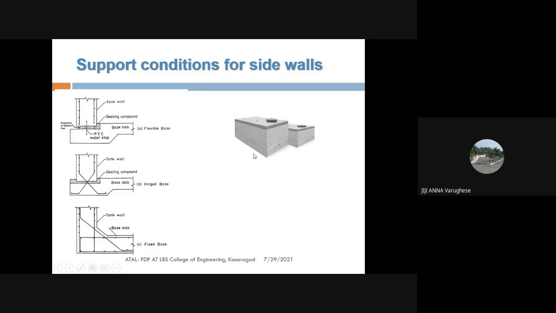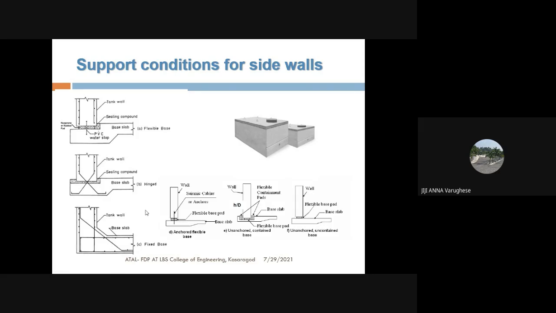Coming to the bottom support condition, the detail is shown in the left side of this slide. If we are doing a monolithic construction between the sidewall and the base slab with haunch bars provided, we can assume that it is having a fixed base condition. The wall has a fixed base condition. Whereas if you're doing a detailing like this, it is considered as a hinged base, and this detailing corresponds to a flexible base. And this flexible base can be an anchored flexible base, and another detailing here, which is an unanchored, but it is contained within the base slab.